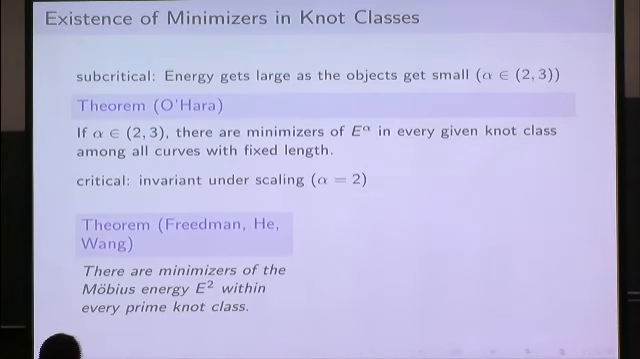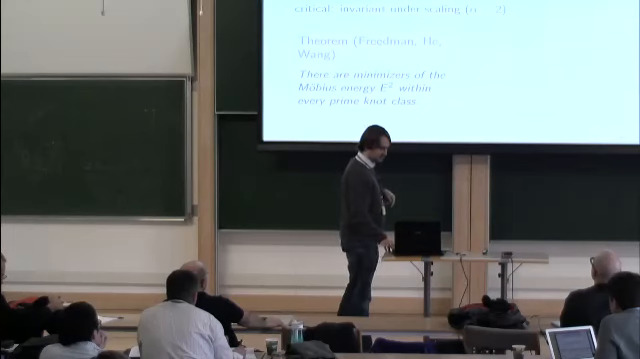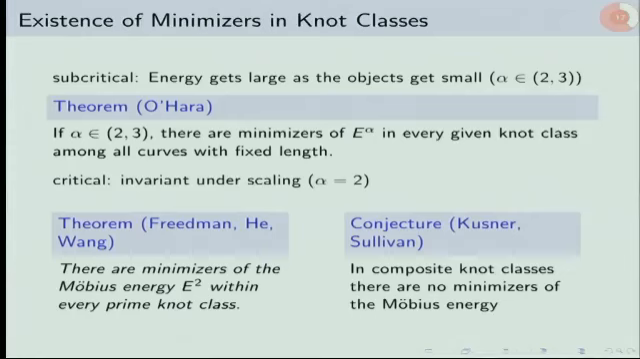It's just alpha being equal to 2. There we have a theorem: if we are working in prime knot classes, we have minimizers, and otherwise it's conjectured that we don't have minimizers. It's a conjecture due to Kusner and Sullivan, and I think we have no idea how to prove that.